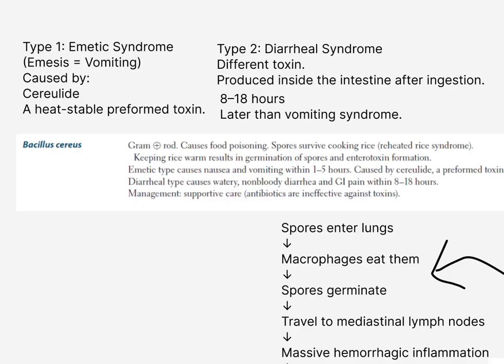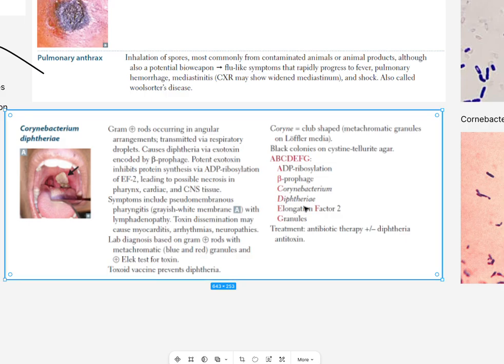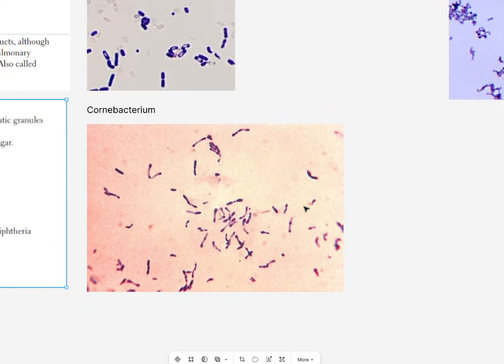So why the different timing? Because in the emetic type, you're consuming the preformed toxin. But in the diarrheal type, the toxin is produced after you ingest the heated rice. So we've done the Listeria, we've done the Bacillus, and now we're moving on to the Corynebacterium. Okay. We now move on to Corynebacterium diphtheriae.